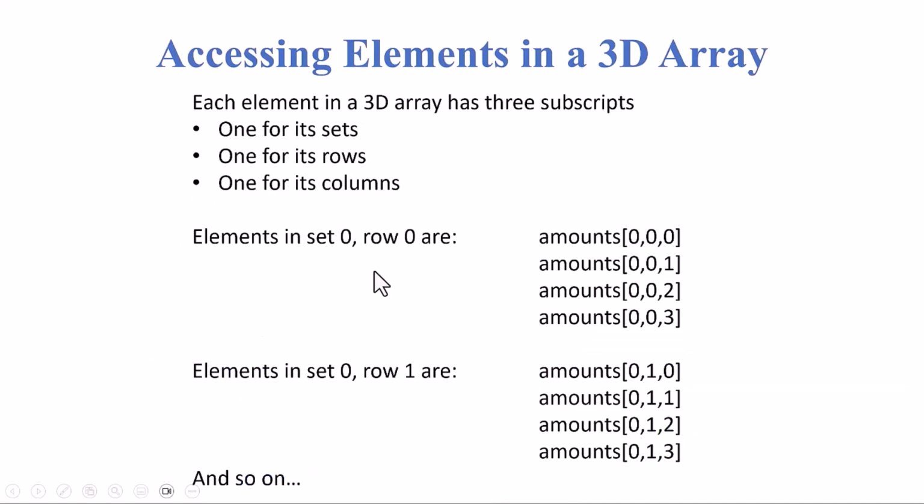When we reference these things, accessing the elements in the 3D array, each element in a 3D array has 3 subscripts, one for sets, one for rows, one for columns. And if we're looking at set 0, row 0, we're looking at 0,0,0, 0,0,1, 0,0,2, 0,0,3. Notice that these pieces right here are the two-dimensional array. And this is representing the third dimension in the array. If we look at set 0, row 1, we're at 0,1,0, 0,1,1, 0,1,2, 0,1,3, and so on down the line. So you're going across that.